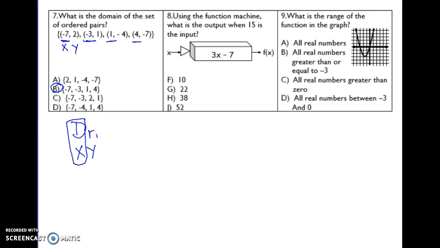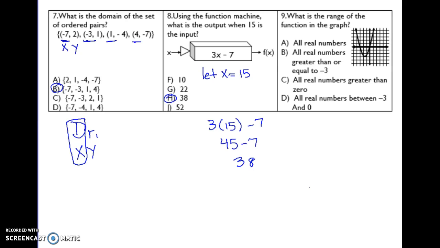All right, we're using a function machine. What is the output when 15 is the input? So input is our x. So let x be equal to 15. And we'll say 3 times 15 minus 7. We've got 45 minus 7 gives us an answer of 38. Output would be 38.